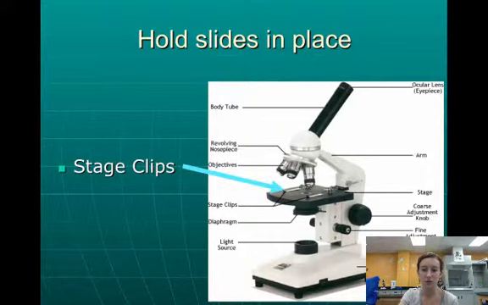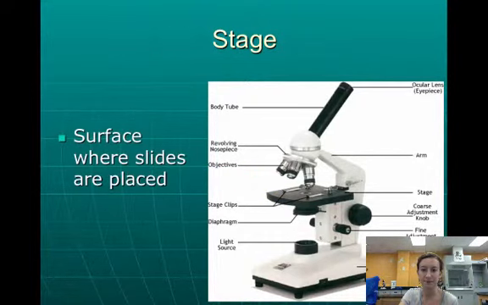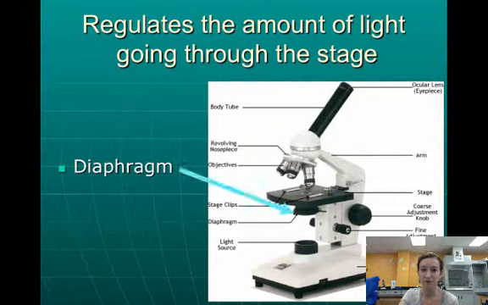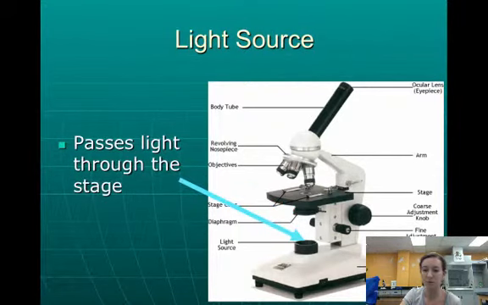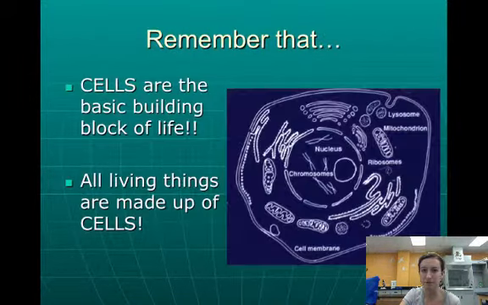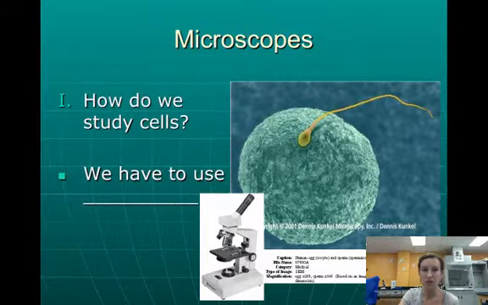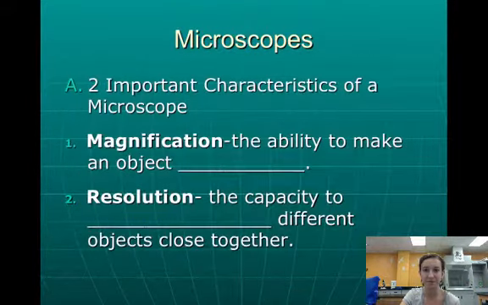The stage clips hold the slide in place. The stage is where we put the slides. The diaphragm regulates the amount of light going through the stage. The light source passes light through the stage. Now remember, cells are the basic building block of life, and all living things are made of cells. So how do we study cells? Well, we have to use microscopes.